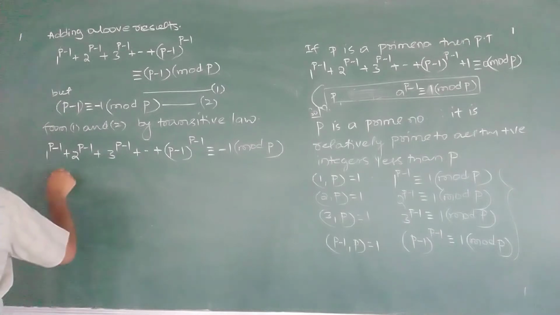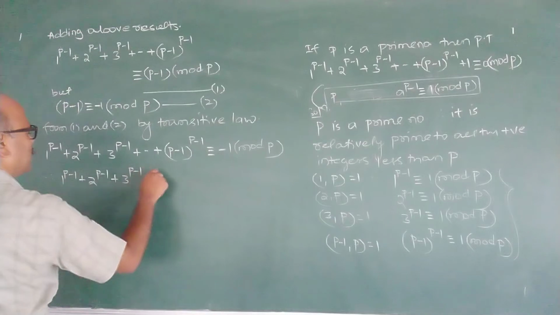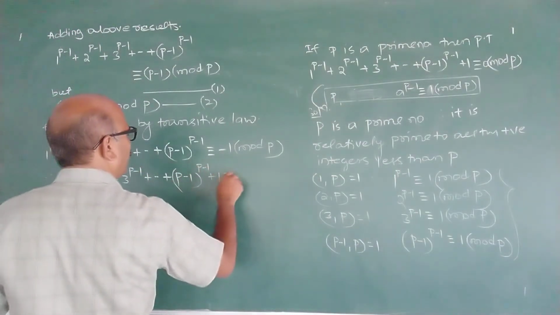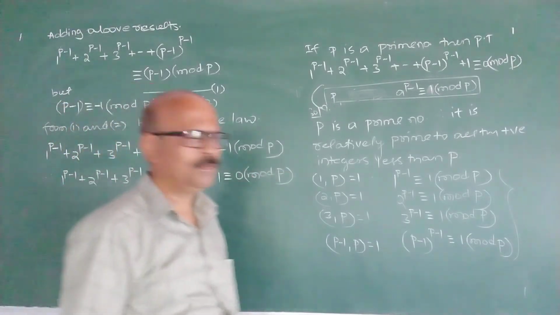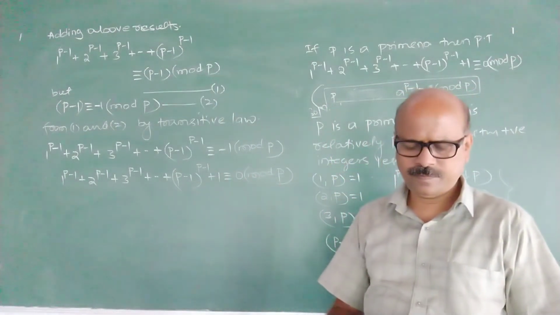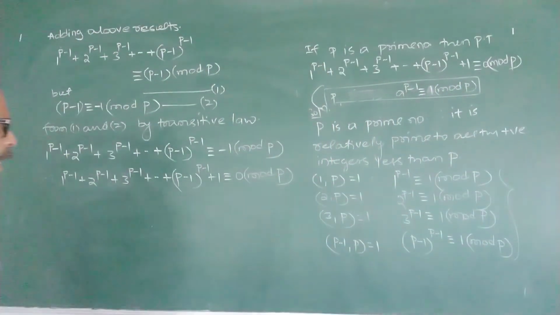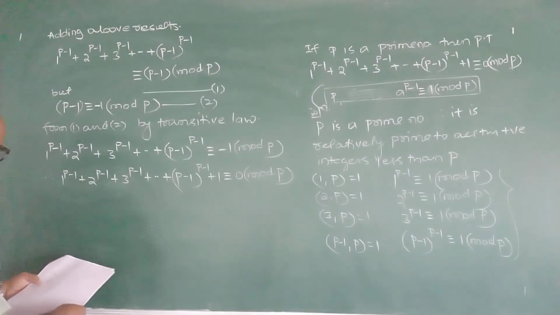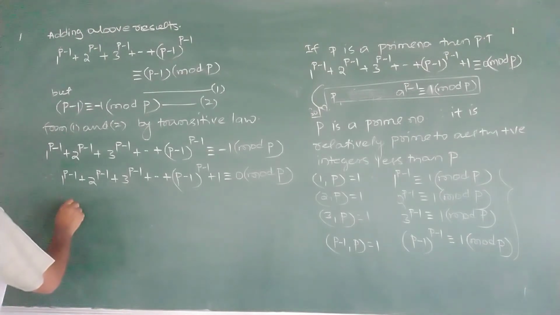Therefore 1 raised to p minus 1 plus 2 raised to p minus 1, 3 raised to p minus 1, etc., (p minus 1) raised to p minus 1, plus 1 is congruent to 0 mod p. That is the required result. See how Fermat's theorem is used. I think all of you will follow the solution. Application of Fermat's theorem. Take one more example. I did this as an exercise.